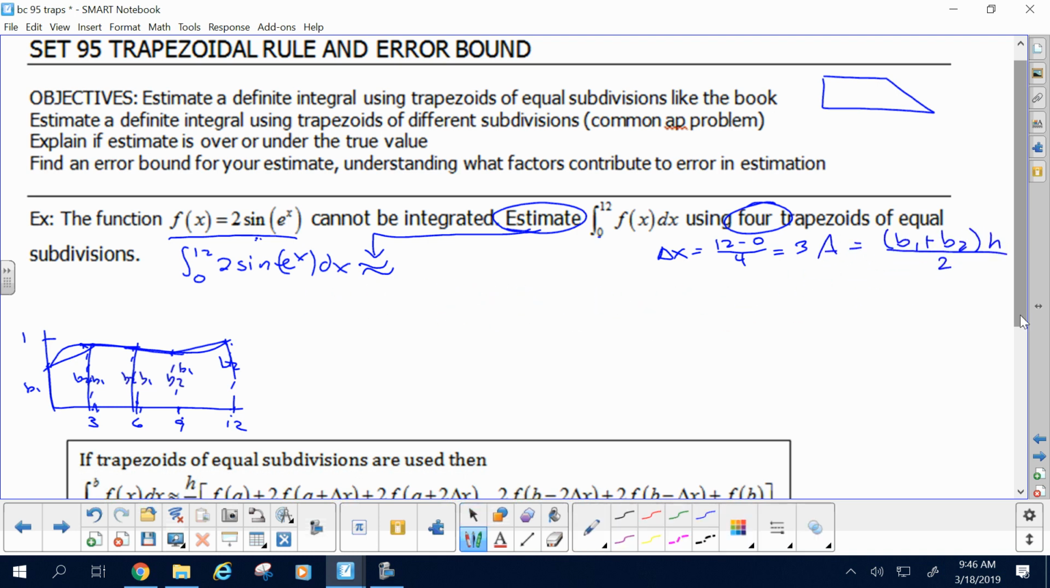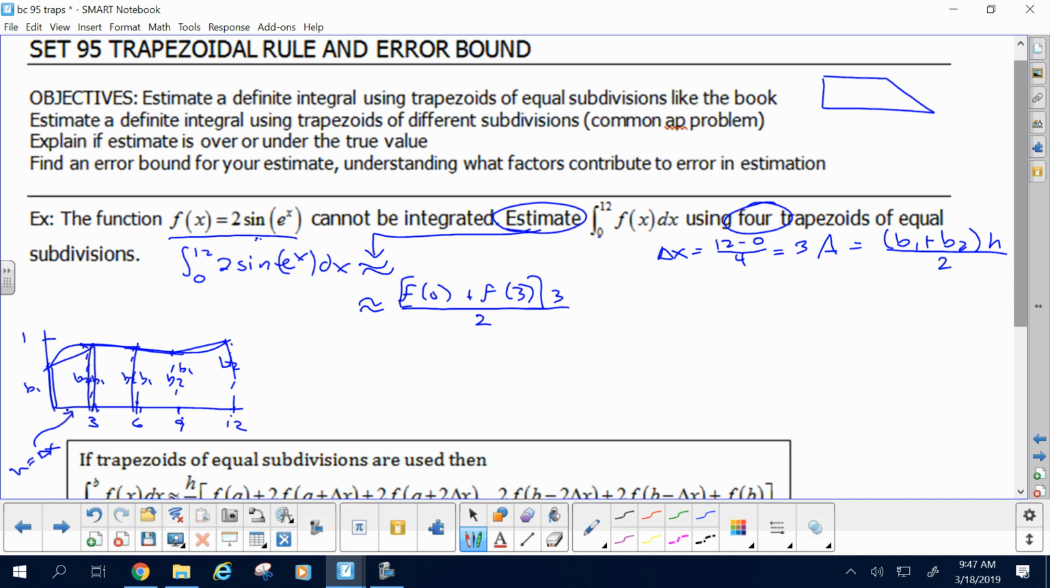All right, so trapezoid 1 is base 1 plus base 2. Now, base 1 is the function at 0. Base 2 is the function at 3. The height, which is the distance between the bases, is delta x, so the height is 3. All that divided by 2, because that's the trapezoid formula. Base 1 plus base 2 times height divided by 2.